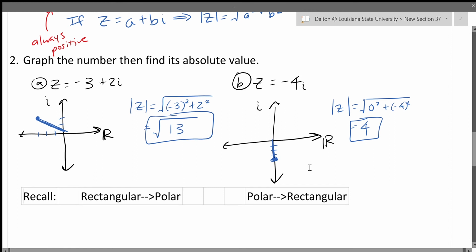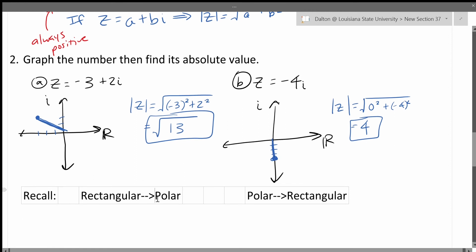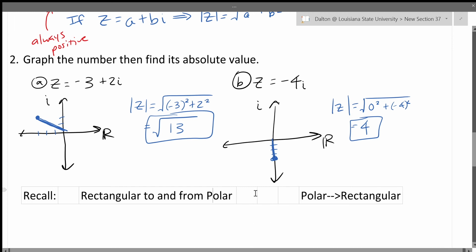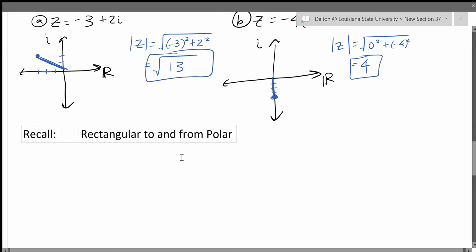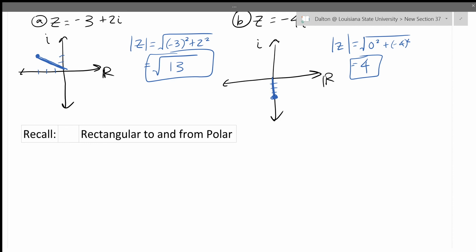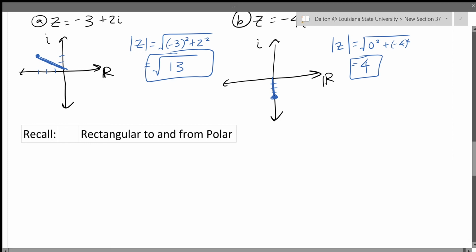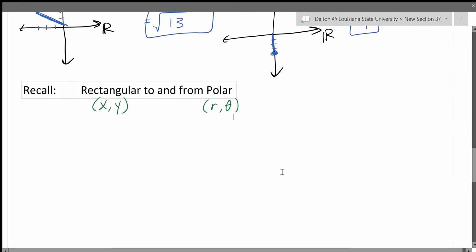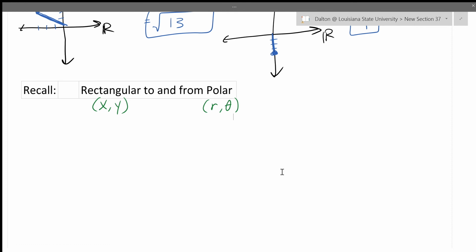Okay. Now, I'm going to erase some of this. Let's title this next section Rectangular to and from Polar. This is just going to recap all of our equations that we did in section 9.3 about how we go from rectangular to and from polar coordinates. First of all, we need to remember that rectangular coordinates have the form x, y. Polar coordinates have the form r, theta. And there are 5 equations that we can use to go back and forth from each one.